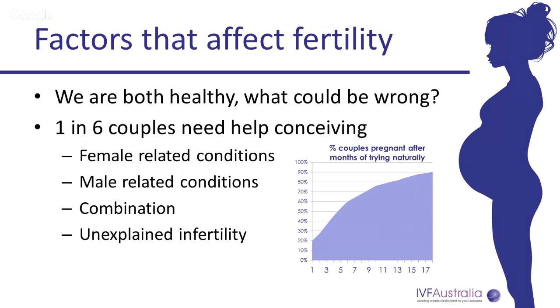And we can actually break it down into 4 areas. We can break it down to female-related conditions, and this is about 30% of reasons why couples have trouble conceiving. We can break it down to male-related conditions, and again, another 30%. After that, you get a combination of factors, both male and female, and again, that might be 20 to 30%, and it kind of leaves 10% of couples where after all the testing, we still cannot find a cause for why it's taking longer to conceive.